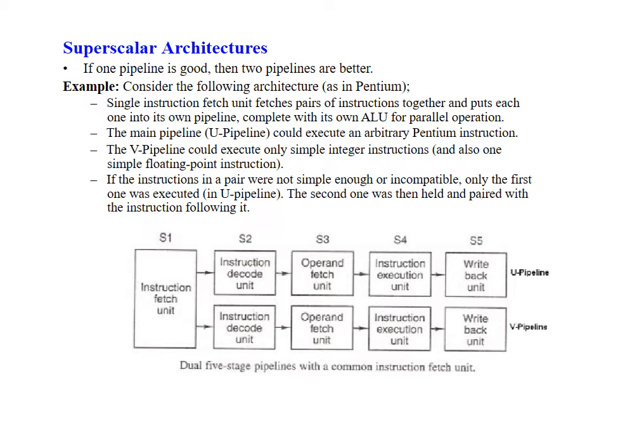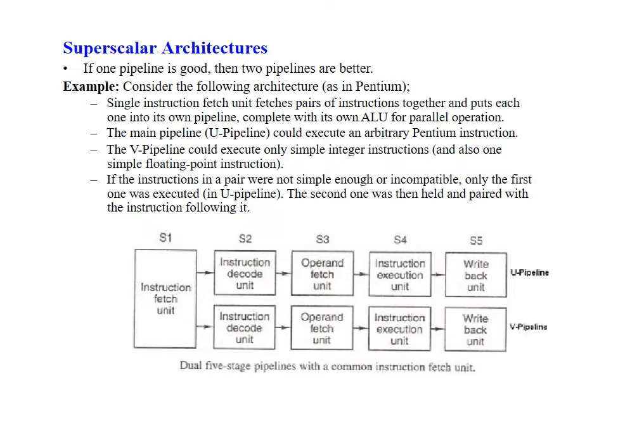And now Superscalar architecture. If one pipeline is good, then two pipelines are better. This is the tagline for Superscalar architecture. For example, consider the following architecture. There is the dual 5-stage pipeline with a common instruction fetch unit.